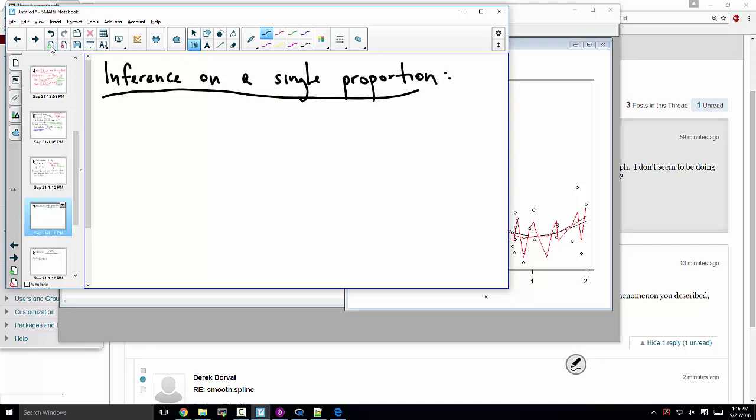We have data. Let's say we have Bernoulli data, success-fail data, x1, x2, ..., xn are independent, identically distributed from the Bernoulli with probability p. Bernoulli is what happens when you flip a coin, for example. Each trial is either 1 or 0, success or fail. And p is the probability of success each time.